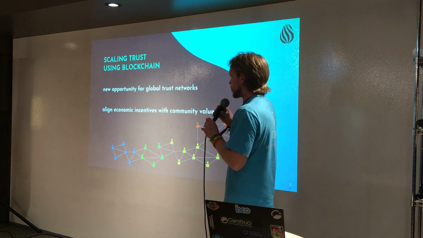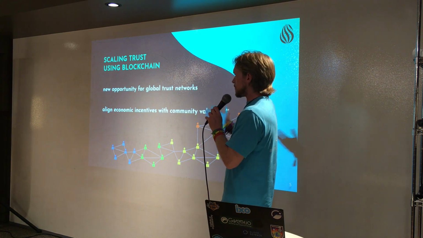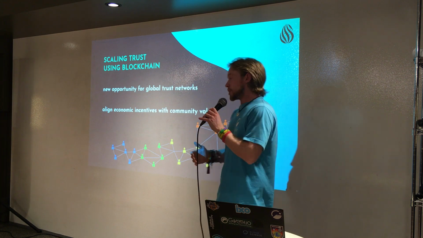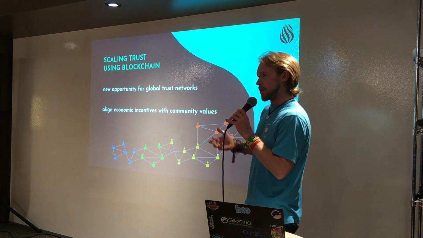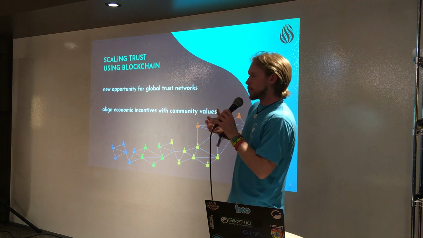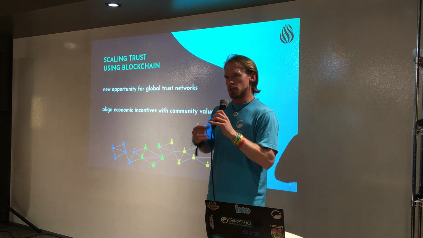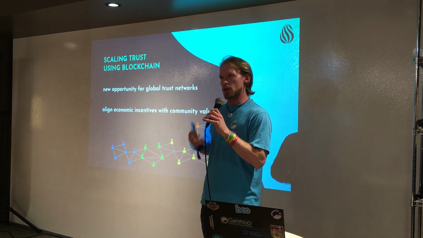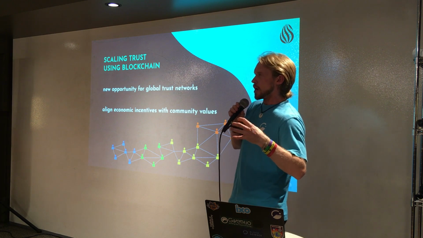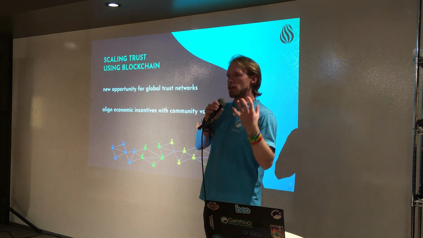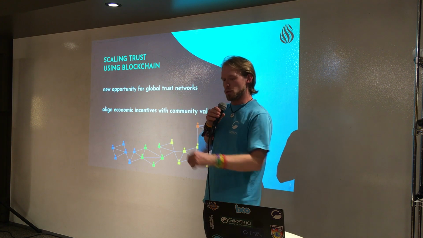So essentially, we are trying to scale trust using the blockchain. So we have this new opportunity for global trust networks, and we can align economic incentives with community values. When we create these networks, we can encode the values of these communities into the currencies, which is kind of the economic fabric of our coordination. And we can scale the values of each of these communities by encoding them in the currencies used by those communities.